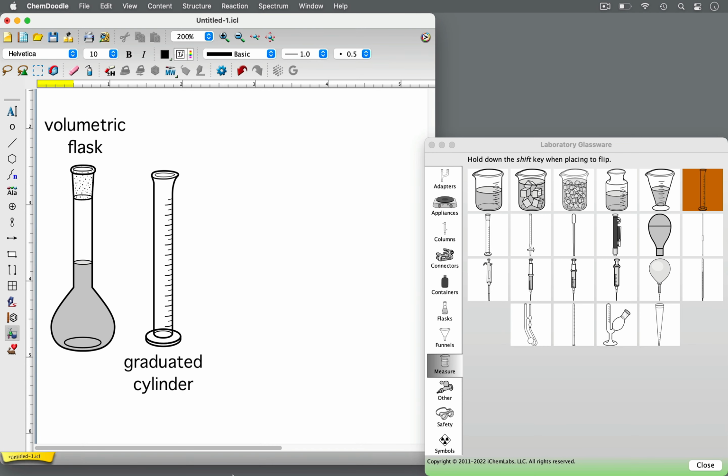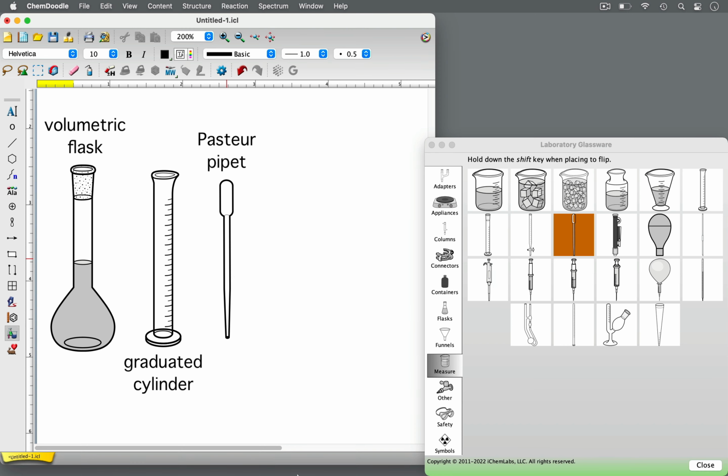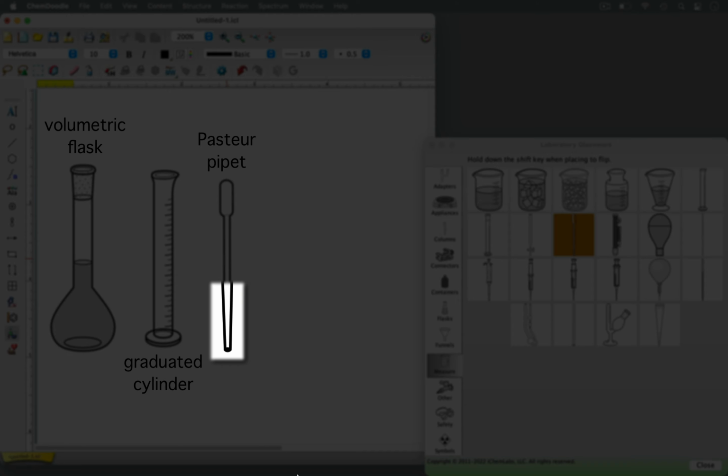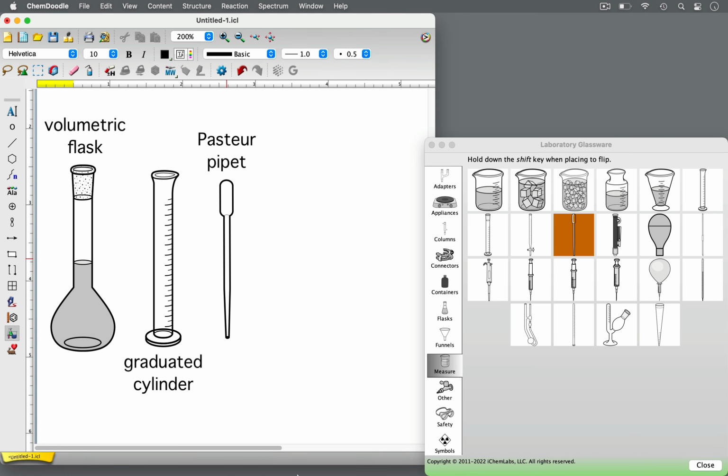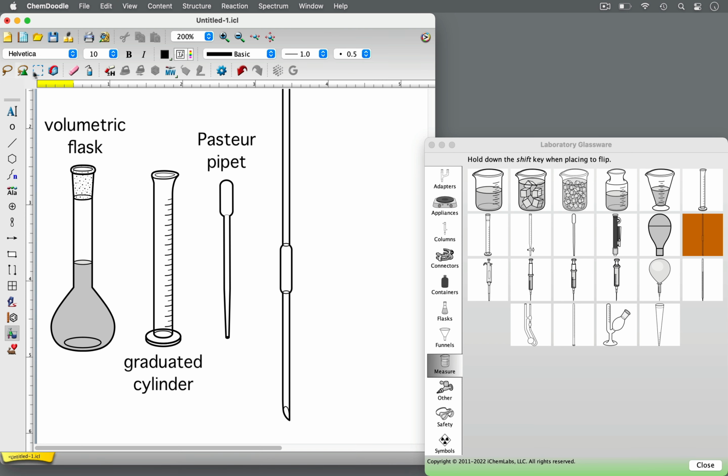A pipette is used to transfer a volume of liquid. There are different kinds and sizes of pipettes. Some, like a Pasteur pipette, are small with a tapered, narrow opening at one end and a bulb at the opposite end. They can deliver a non-specific volume of liquid.